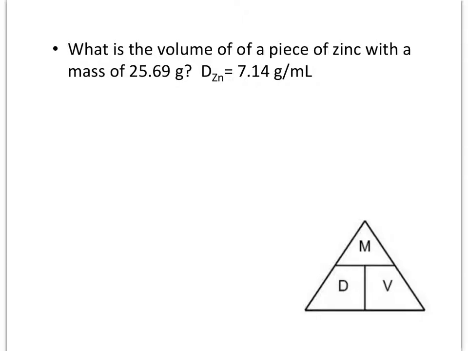What is the volume of a piece of zinc with a mass of 25.69 grams? The theoretical density of zinc is 7.14 grams per milliliter. Okay, so I'm solving for volume, and when I solve for volume, I need to do mass divided by density mathematically. So I know my mass, and I know my density.